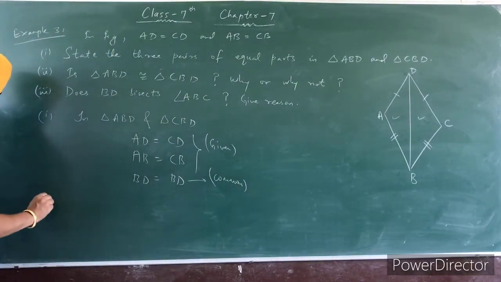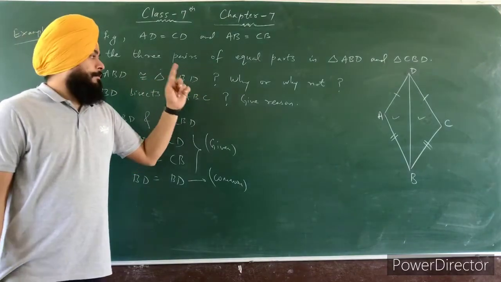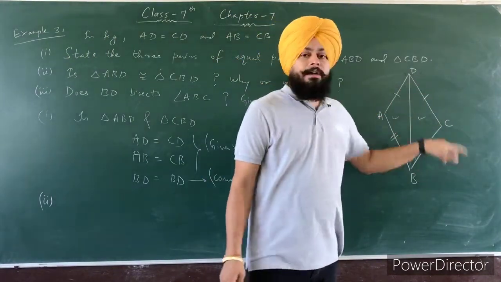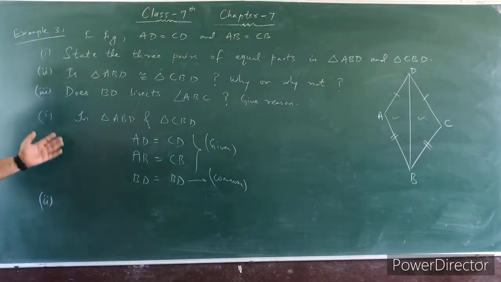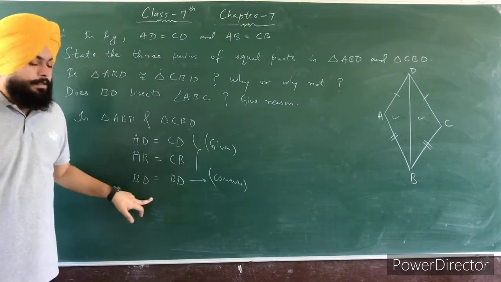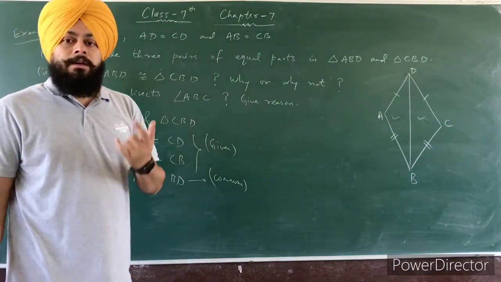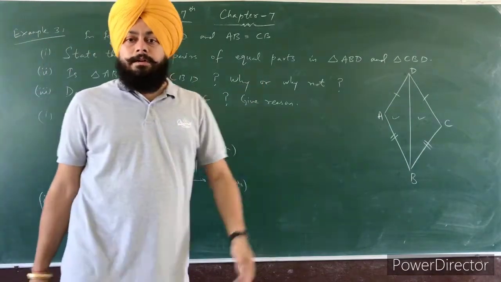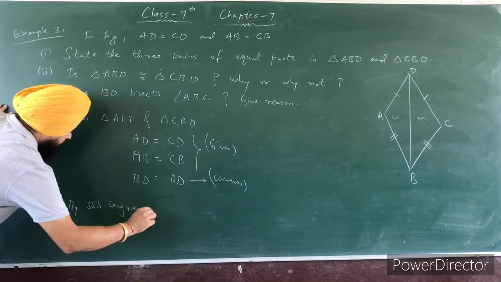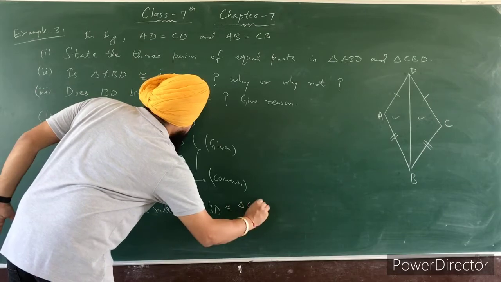The second one is: is triangle ABD congruent to triangle CBD, why or why not? They ask whether triangle ABD and triangle CBD are congruent or not. Yes, because in the above first part we have already written the three pairs of equal parts. First one, second one, third one. So by which congruence rule are these two triangles congruent? By SSS, side, side, side. So we will write here: by SSS congruence rule, triangle ABD is congruent to triangle CBD.